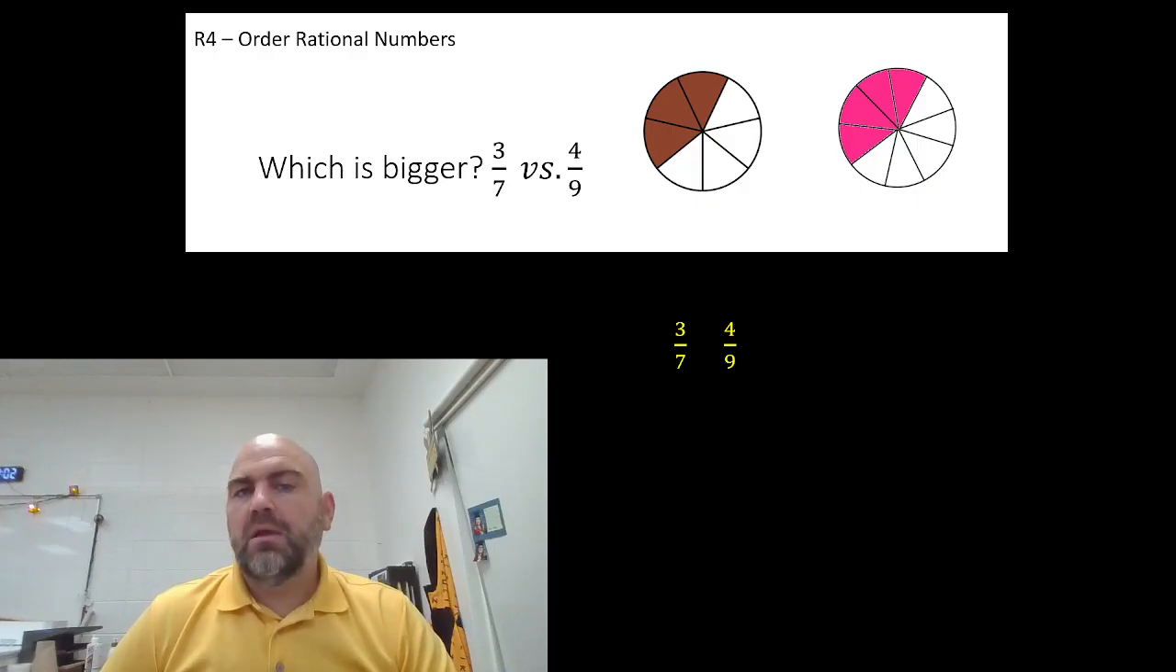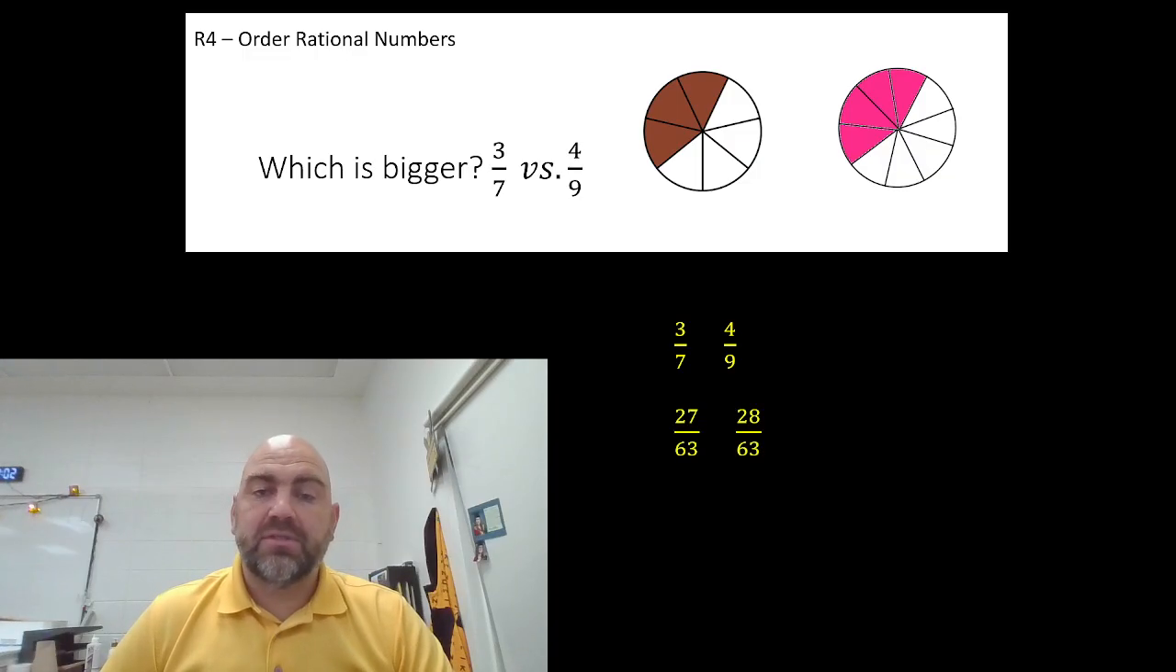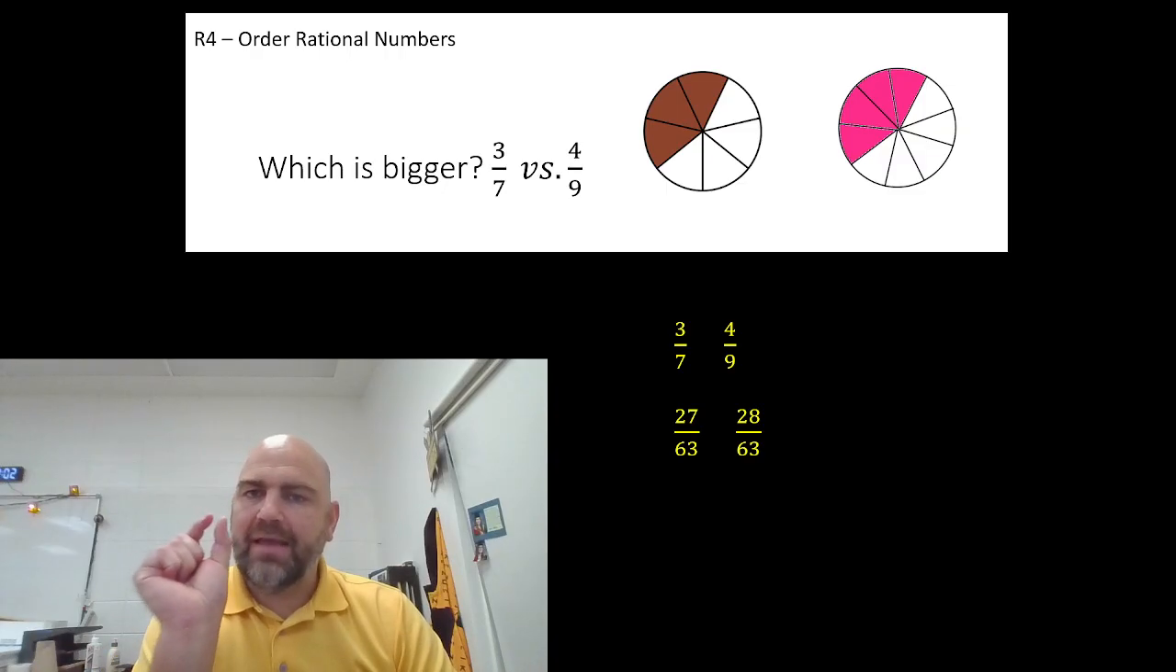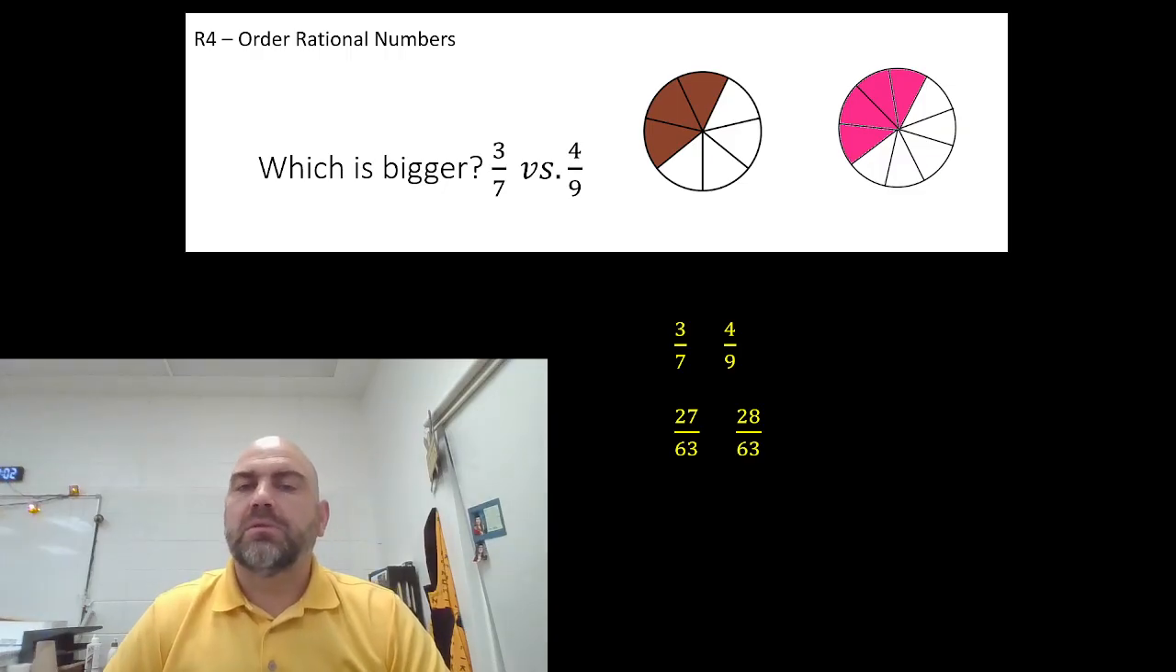7 and 9 have a common denominator of 63, or we can use 63 as a common multiple of them, and that will be our common denominator. And when we do this, we're going to get the fractions 27/63 and 28/63. These two are so close, they are off by 1/63. So on that pie, it's a very, very small amount.